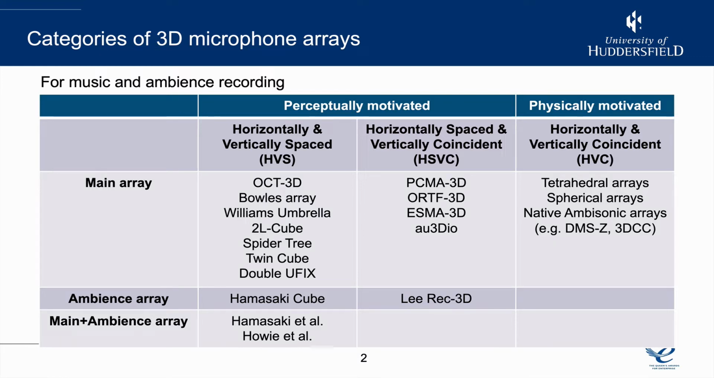On the other hand, arrays in the HVC group have no or minimal spacing between all microphones, thus relying on the interchannel level difference cue for directional source imaging. And they are typically designed to utilize the ambisonics technology. These arrays can be described as physically motivated arrays, as the design goal is to physically reconstruct the sound field as accurately as possible in reproduction. There are a number of commercial first order and higher order ambisonic microphones available these days, and also several native techniques to record for first order ambisonics. But in this talk, I will be just focusing on the HVS and HSVC arrays.